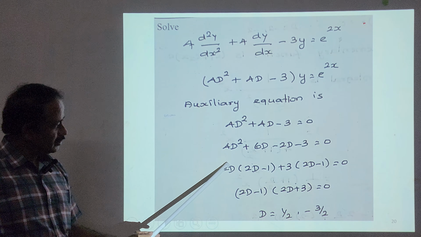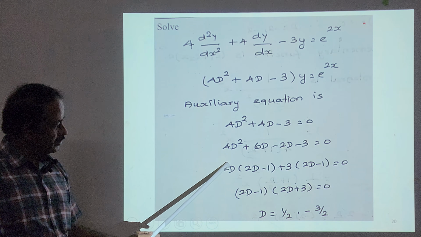2d multiplied by 2d will give you 4d squared. 2d multiplied by minus 1 will give you minus 2d. Here 3 multiplied by 2d will give you 6d. 3 multiplied by minus 1 will give you minus 3. So I have factorized now: 2d minus 1 and 2d plus 3. So d equals 1 by 2 and d equals minus 3 by 2. Is it okay? Simple one.